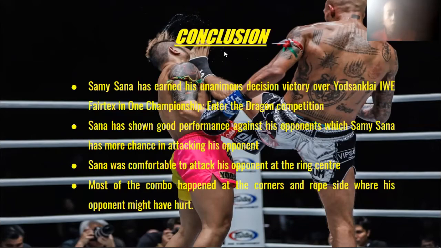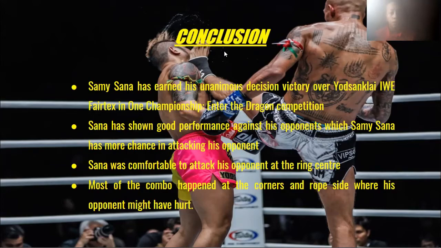The next point is that Sana was comfortable attacking his opponent at the ring center, because most of the victorious combinations landed in the three rounds. Most of the combinations of uppercut, lower cut, and the others were at the ring center.